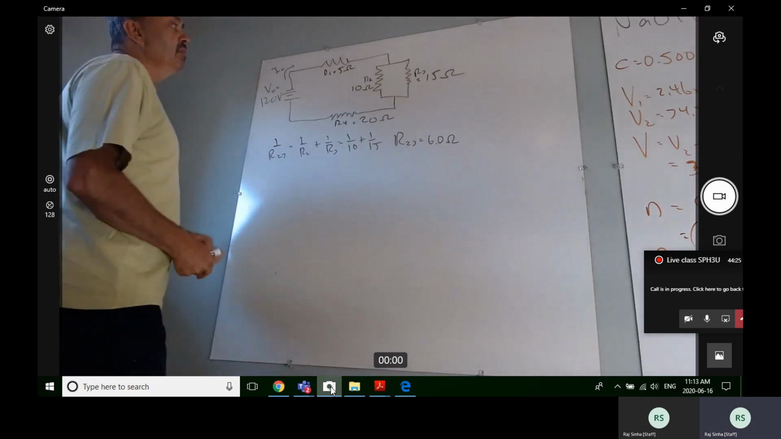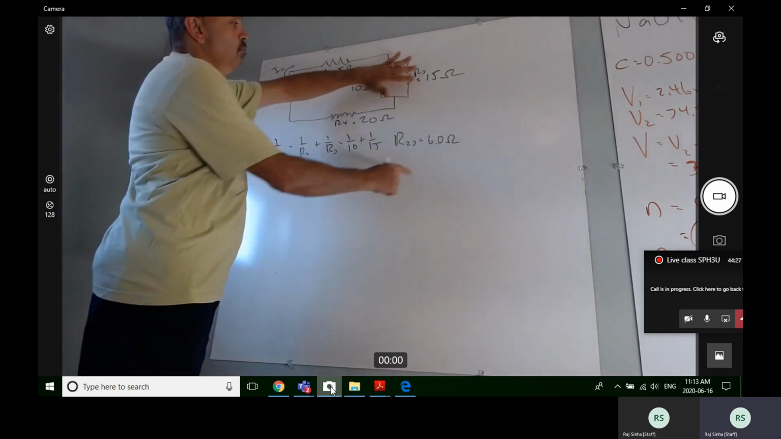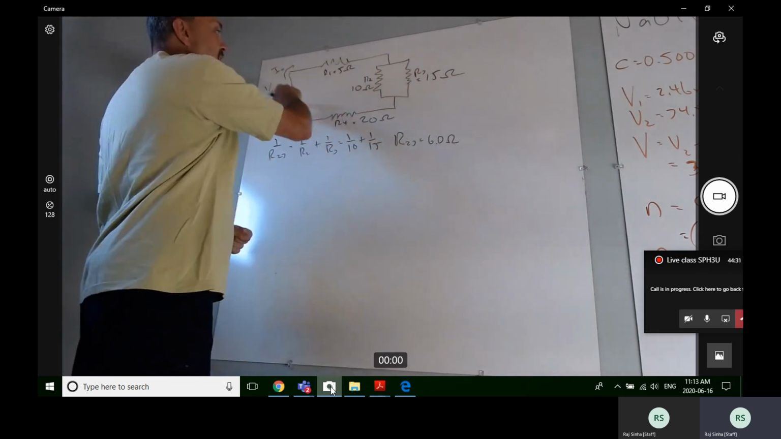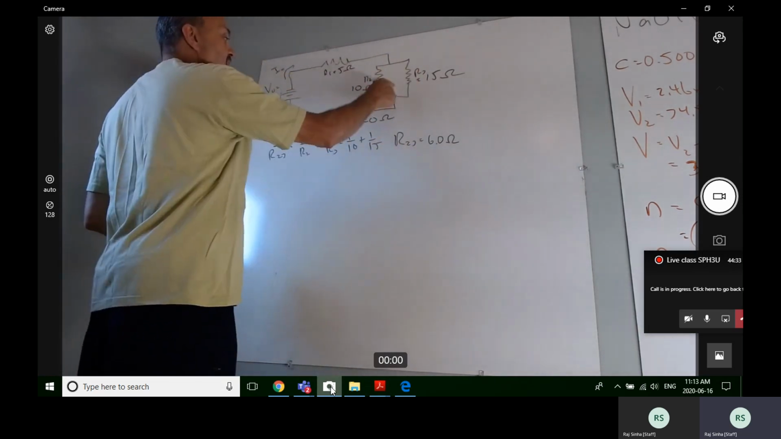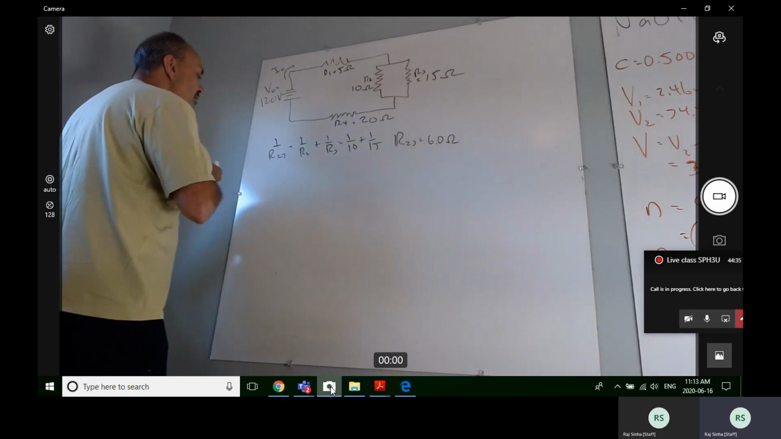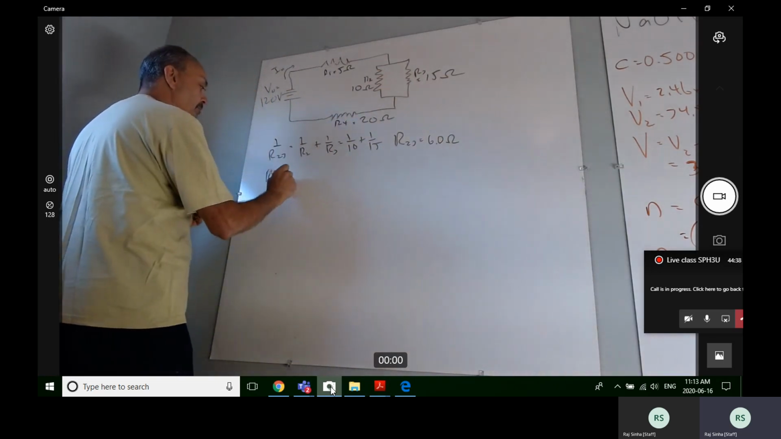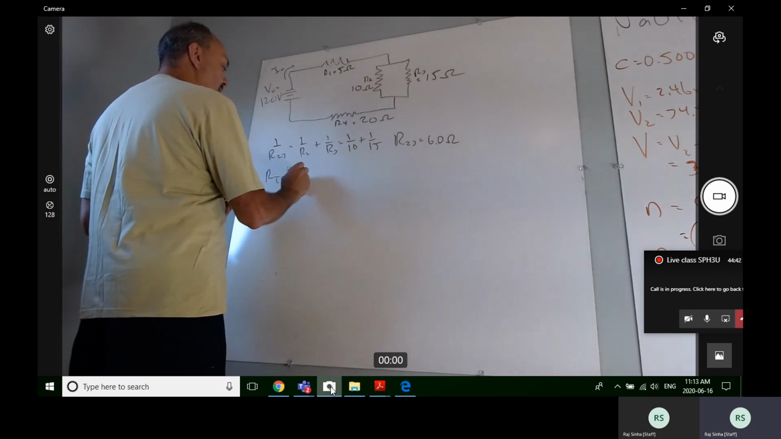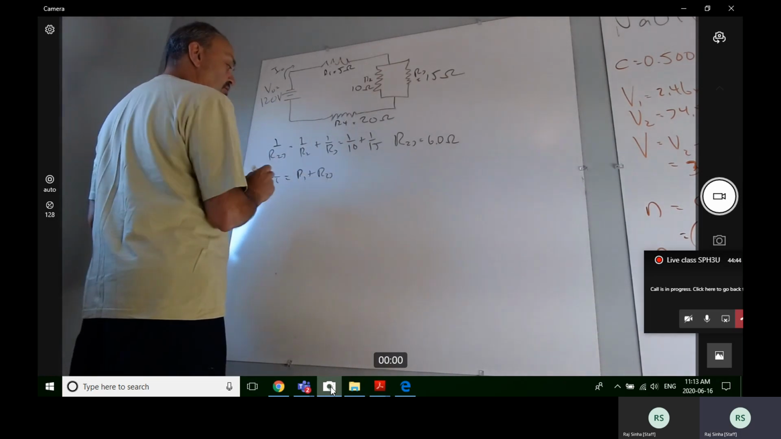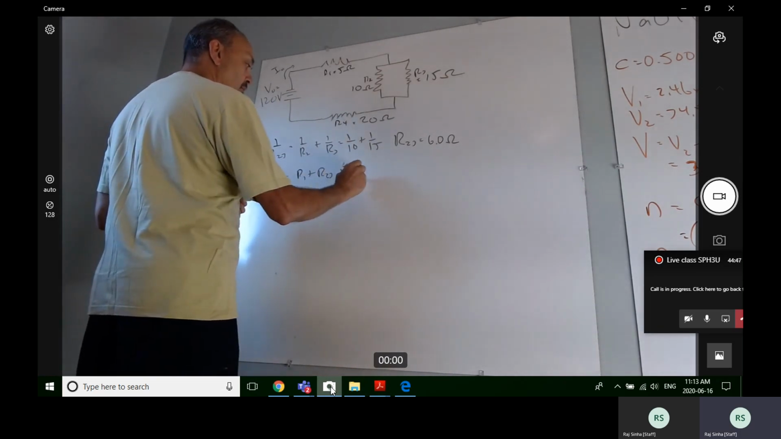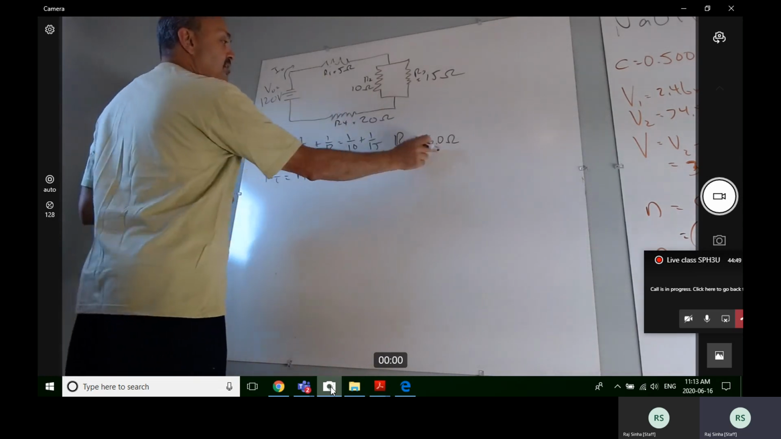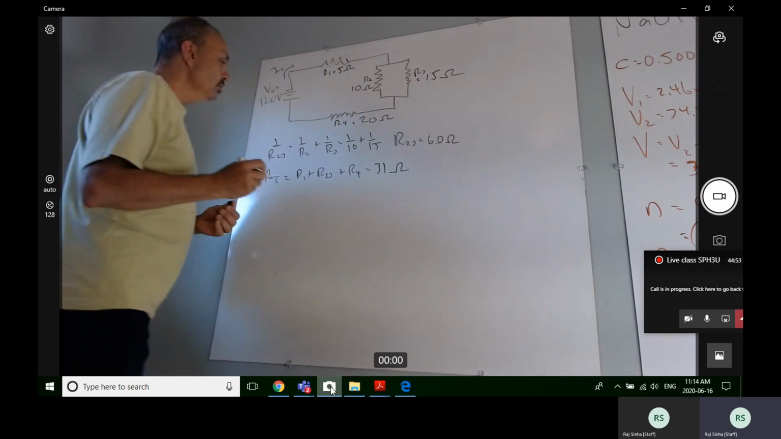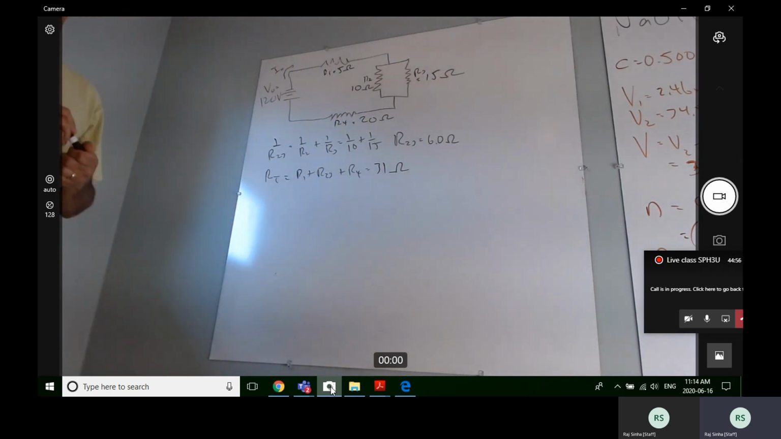So now I know that I could replace this with a 6 ohm resistor. And if that's the case, I now have 3 series resistors, 5, 6, and 20. So I can find my total resistance. Total resistance is R1 plus R23 plus R4, which is 5 plus 6 plus 20. So the total resistance in this circuit is 31 ohms.